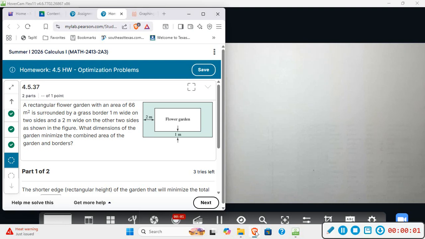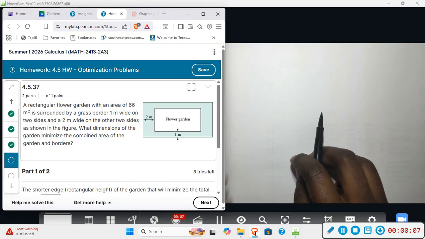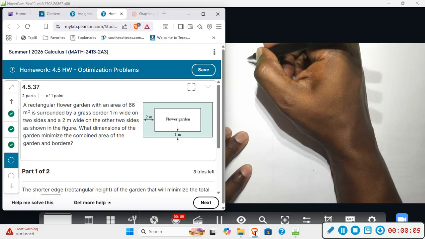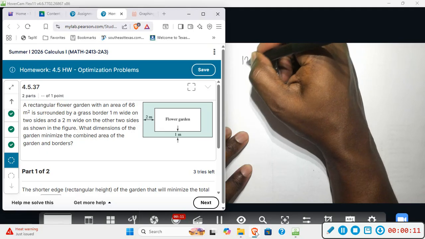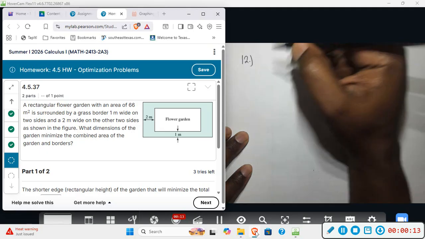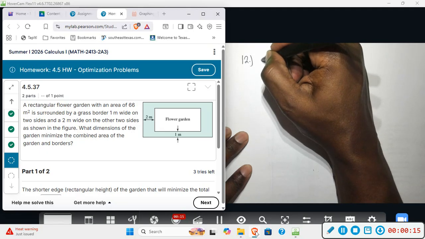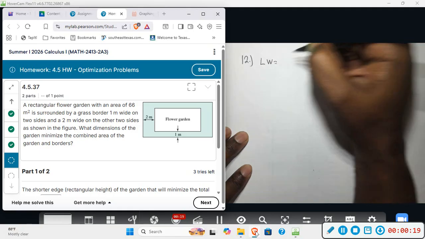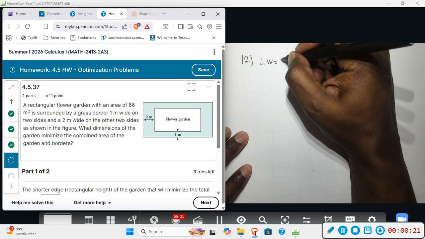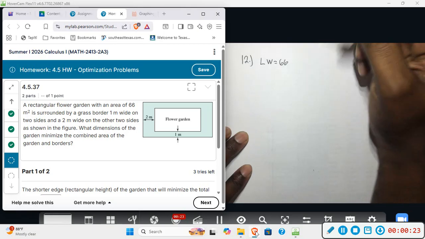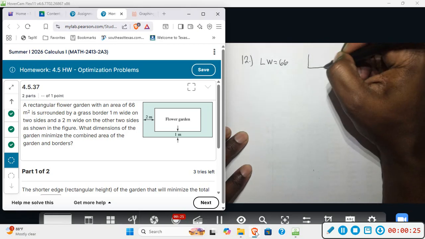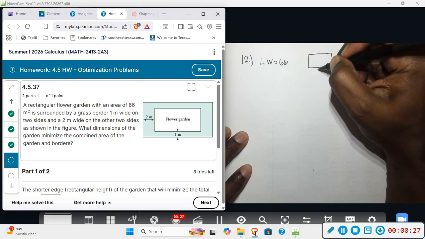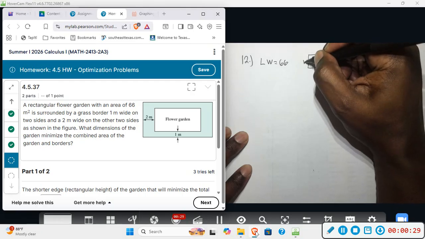All right, question number 12. I've got a rectangular garden. The area is 66 meters squared. We'll just say length times width is equal to 66. Call this the length and this the width.